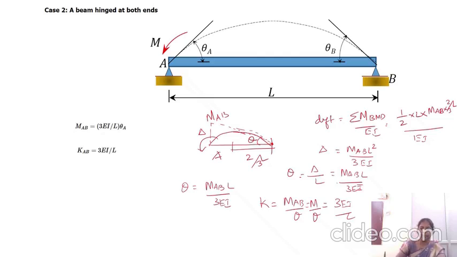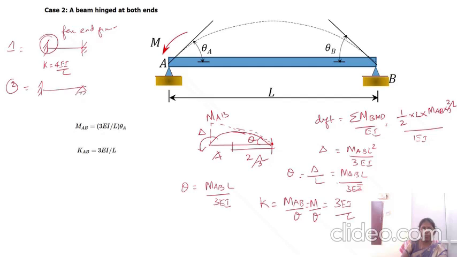So finally you have to remember case 1 and case 2. Case 1, both the ends are fixed, hence K equal to 4EI by L. That is, the far end is fixed. If you consider this end as the consideration, this right side end is the far end. The second case, the far end is simply supported. Here K equal to 3EI by L. So you have to remember these two formulas for our calculation.